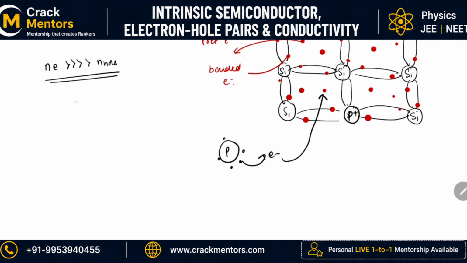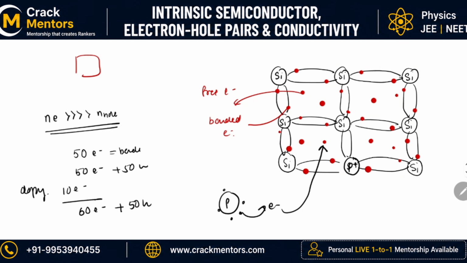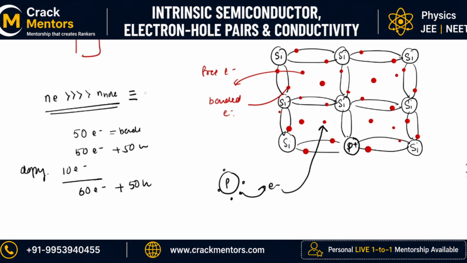In general, earlier I was having 50 electrons which were bonded, therefore I will say that 50 electrons plus 50 holes were present here. But due to doping, let us say 10 electrons are present more. Therefore now there are a total of 60 electrons, but the holes are still 50. So I can say that the number of electrons is much greater than the number of holes, due to which the current due to electrons will be much greater than the current due to holes. Is that clear, everyone?